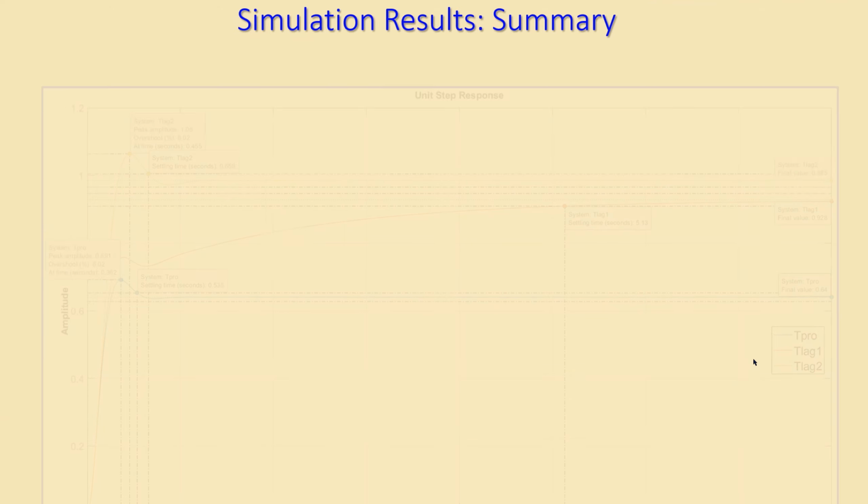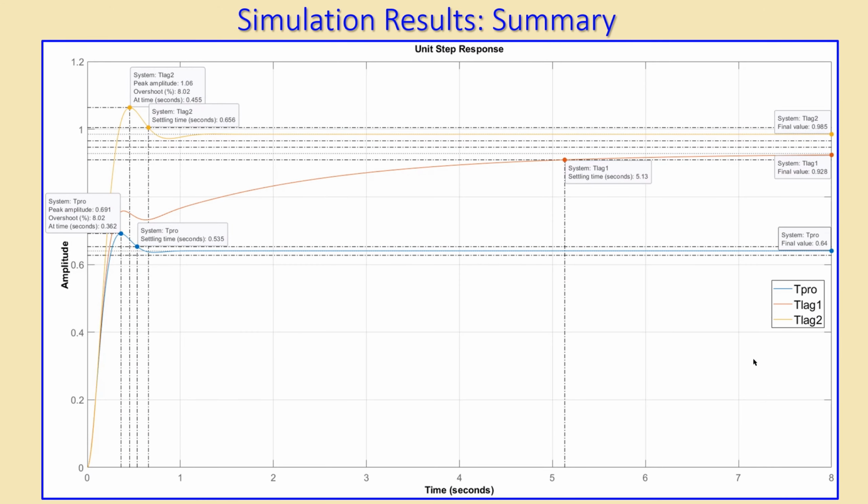So let's look at the summary of the simulation results. What we have is 3 plots. We have the blue line, which is the closed-loop system with the P controller. This is the orange line, which is the closed-loop system with the lag controller design, actually the initial lag controller, and the yellow line is the one we have tuned, so this is actually the second lag controller.